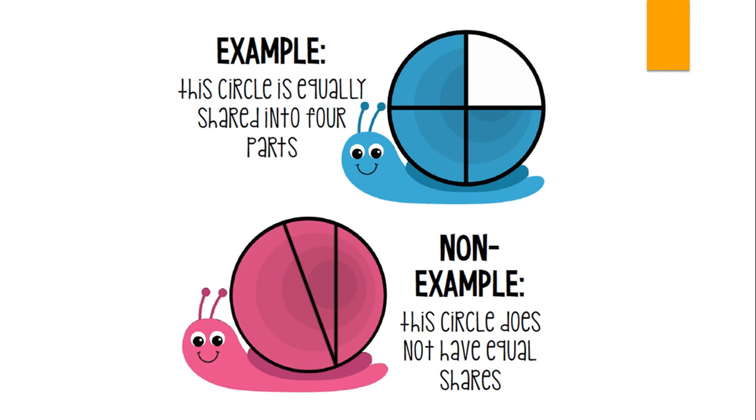Next up, you need to know about equal and not equal parts. So remember that equal parts are all the same size. So the blue snail, he has 4 equal parts. And the pink one, she has 3 parts, but they are not equal, okay?